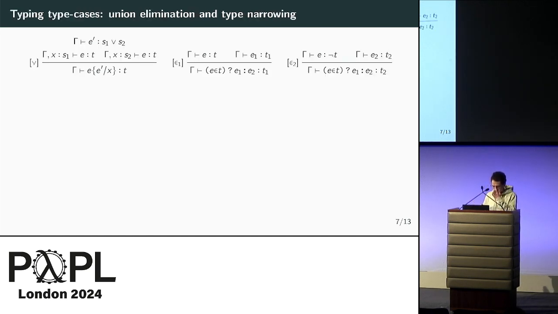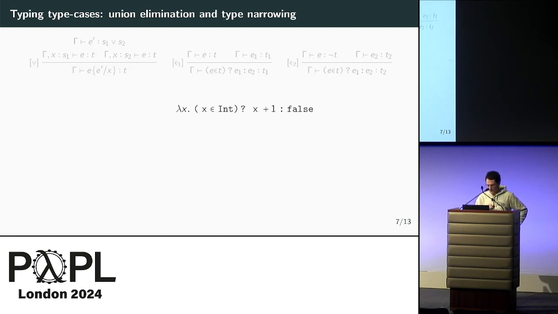The idea is as follows. We combine this rule with two simple rules for type cases. The first one corresponds to this special case where the test is always true, and thus we only need to derive the first branch, to type the first branch. And the second one is the opposite case, when the test is always false. In this case, we only need to type the second branch. Of course, these two simple rules alone do not capture the general case, but in combination with the union elimination rule, they do. We can see that with an example.